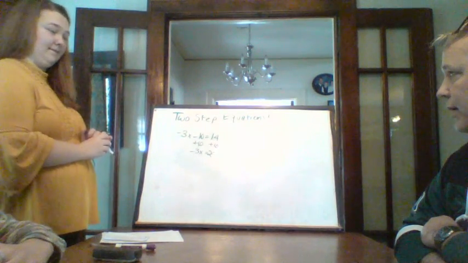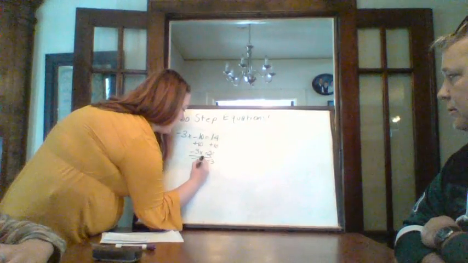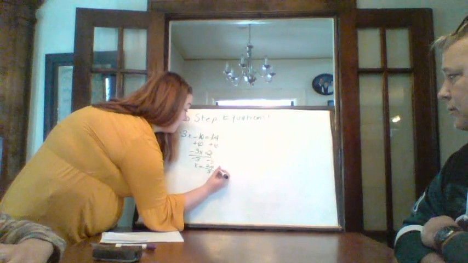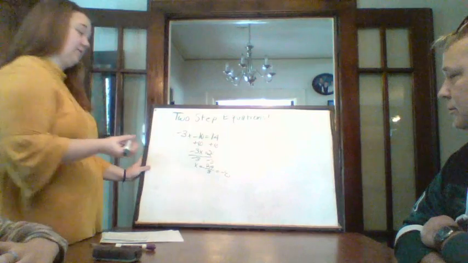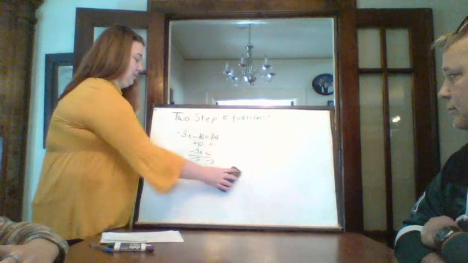Divide both sides by minus 3. Yeah. Now we're left with x equals 24 divided by negative 3, which is negative 8 when you simplify it. And that's the correct answer. x equals negative 8.